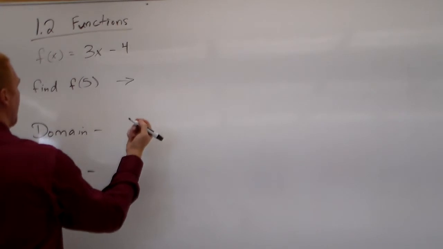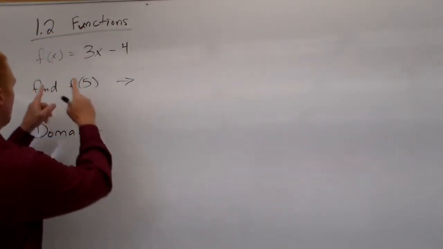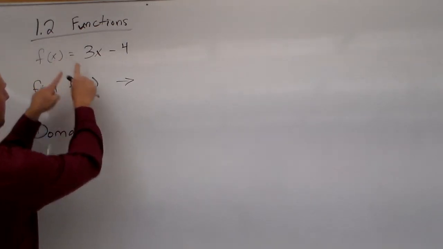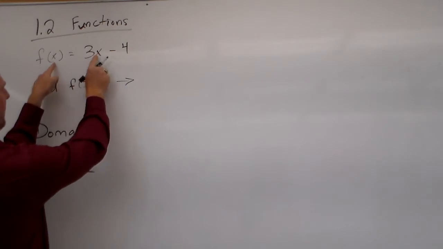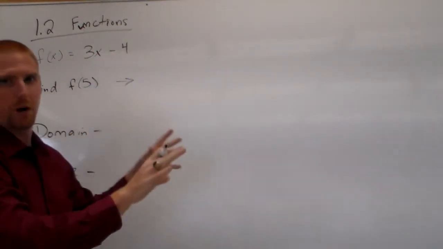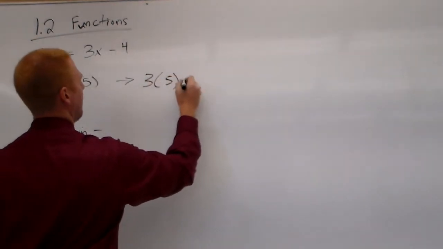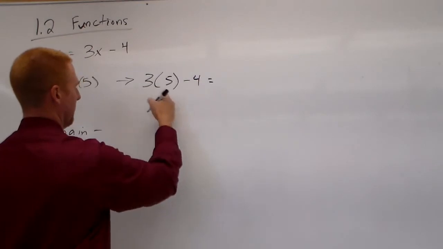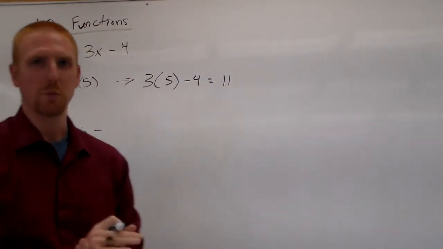You plug in 5 for x, and no matter how complicated functions get throughout the year, when you've got an x here, and you've got a number you're trying to plug in, anywhere you have an x, no matter how many x's there are, you put this number in its place in all those spots. So we'll put a 5 right here. 3 times 5 minus 4. So that's going to be 15 minus 4, which is 11. Okay. Hopefully that wasn't too bad.